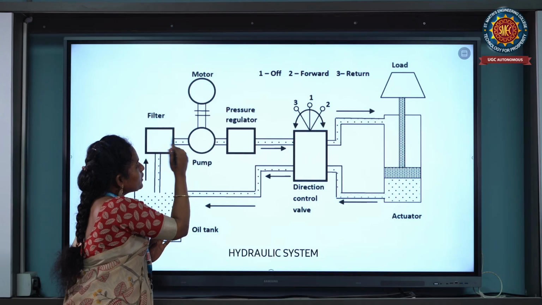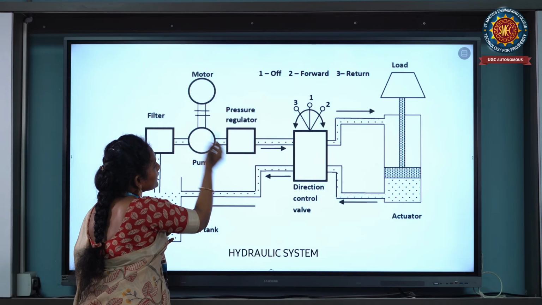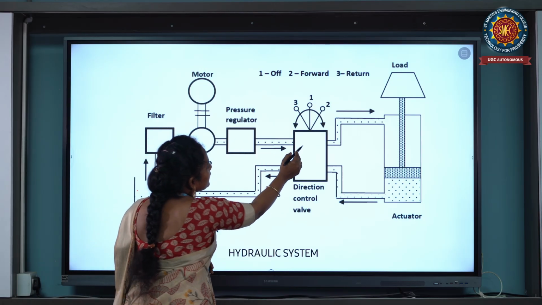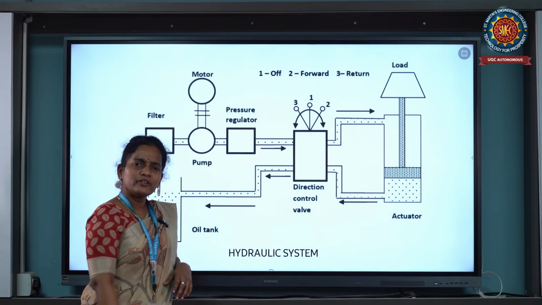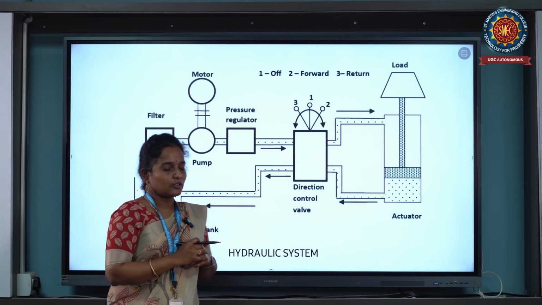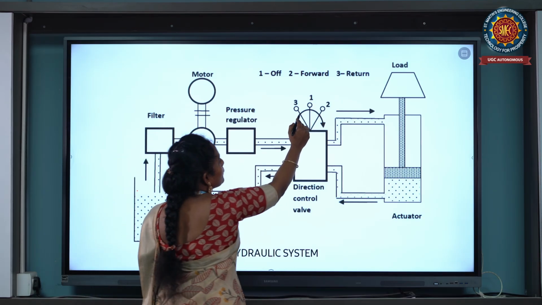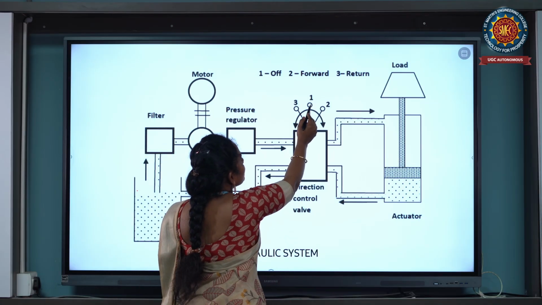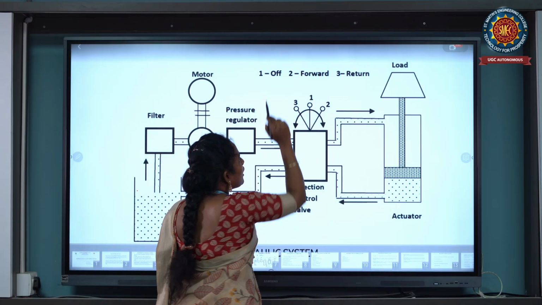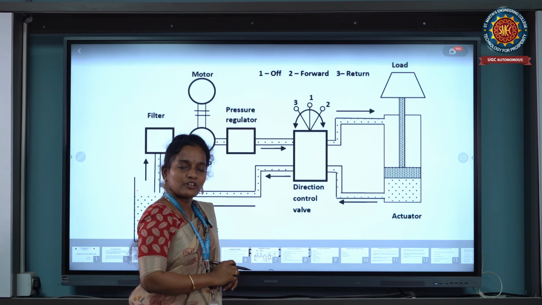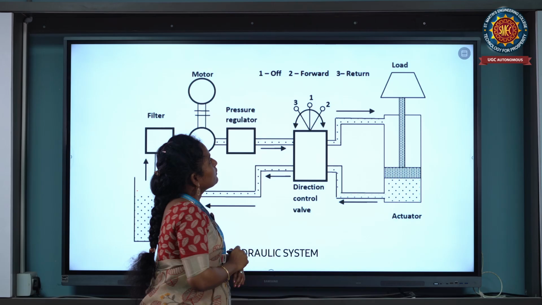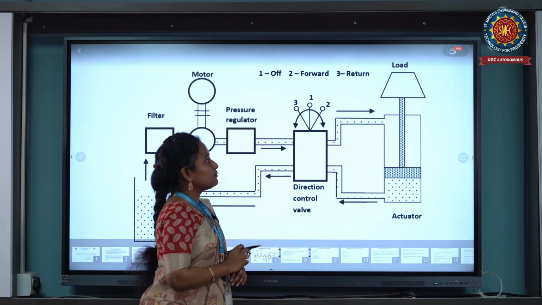After the pump, the oil pressure reaches the maximum pressure. After that, it is directly sent to the DCV. What is the DCV? Direction control valve. Here we have 3 points: the first one is off, the second one is forward, and the third one is return.